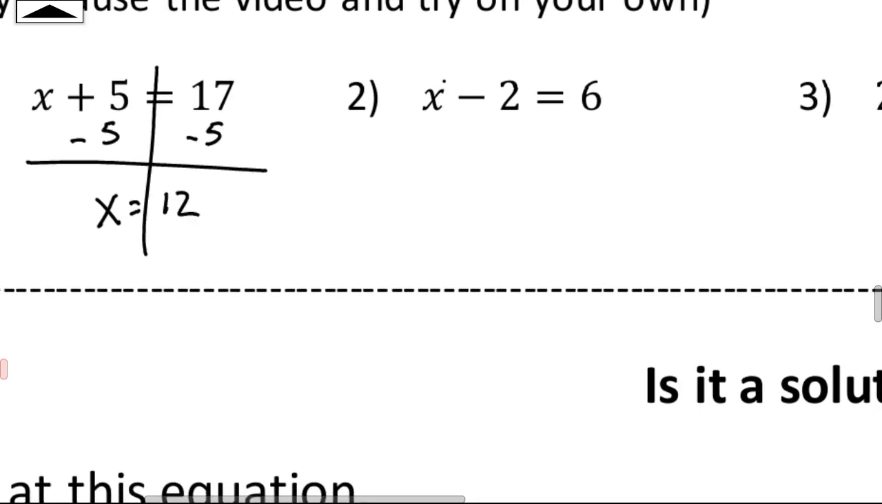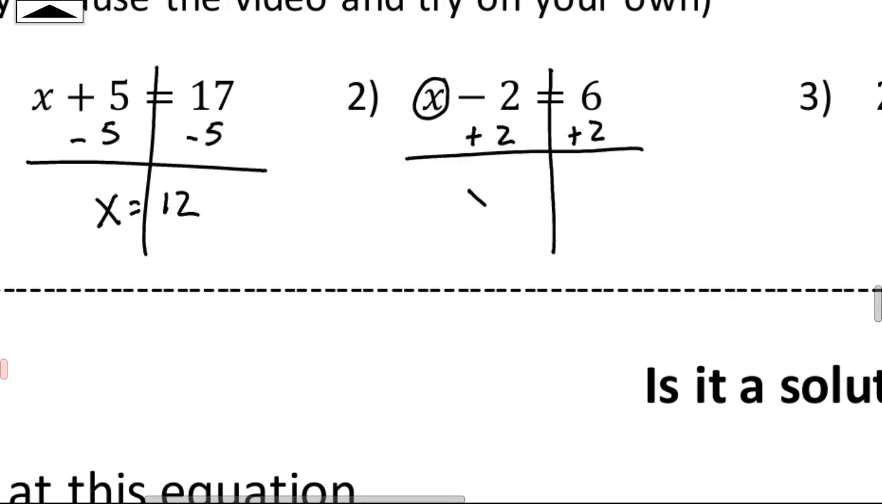I want to get x by itself. How do I get rid of a negative 2? What's the opposite of a negative 2? Positive 2. What do I need to do to both sides? Add 2. So I'm getting x, equal sign comes down. 6 plus 2 is 8.